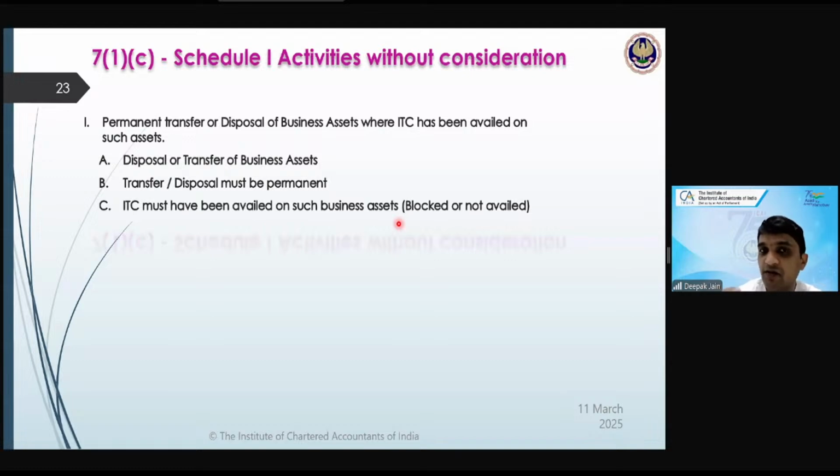Example, one of the items over there is purchase of a motor vehicle. So if I purchase a motor vehicle or a car and I use it for my business, still I cannot claim the credit. Okay, so it's a blocked credit. Now, when this car I am disposing of and just giving it to an NGO, should I pay GST on this or not?